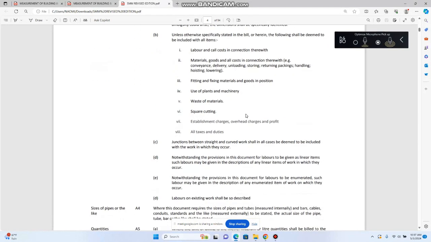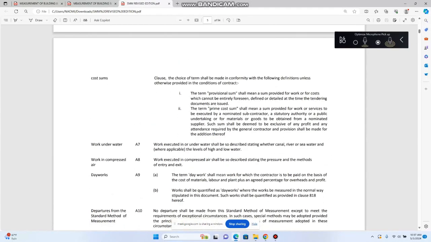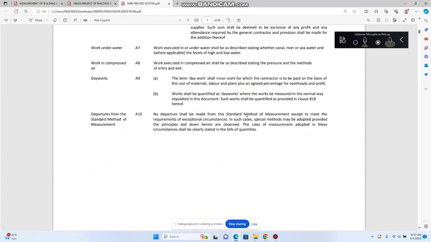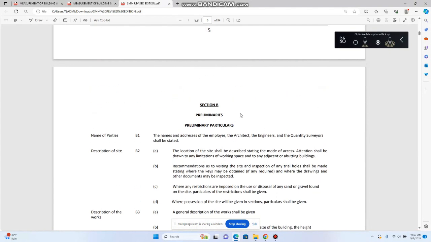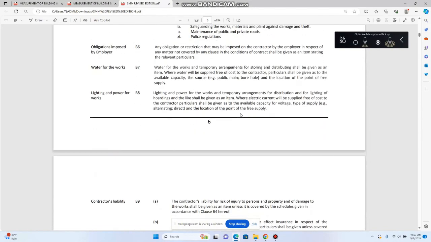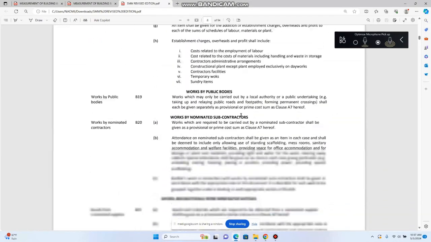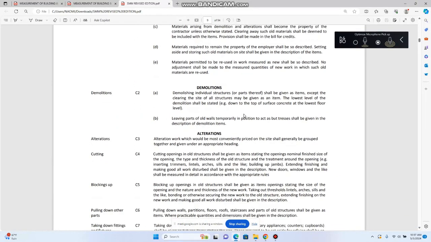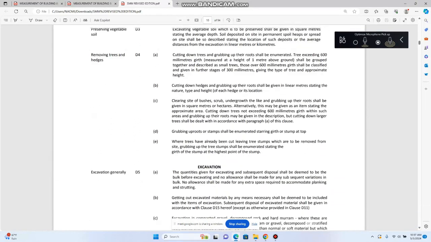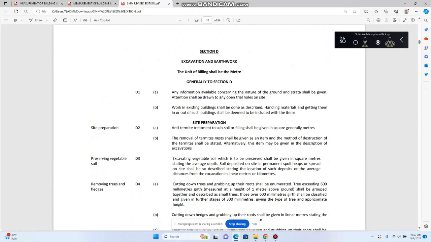Kindly go through this section all by yourselves, then come with questions in the next class, because this is just the rules of measurements. Today we are taking off the substructure works, so I will show you how to use the SMM to take off. And of course, we are starting from section D, not C. C is for demolitions and alterations. We are starting from excavation and earthwork.